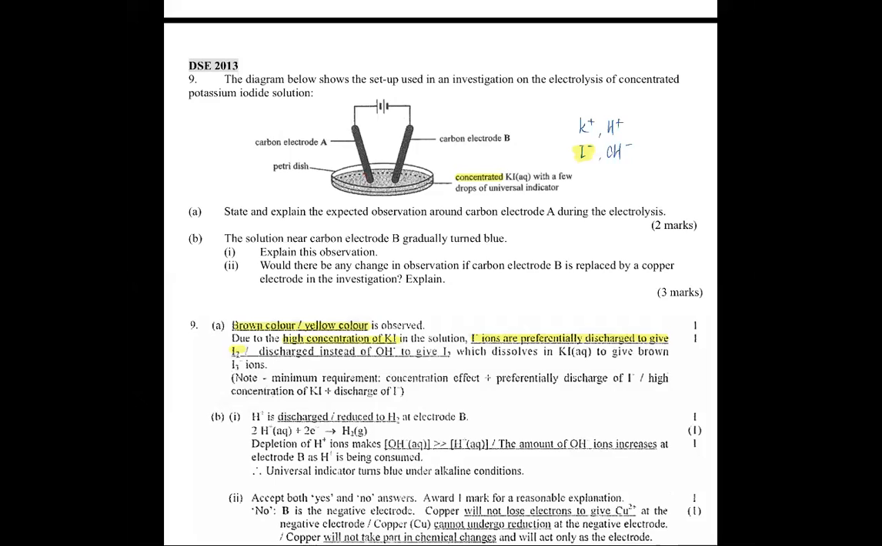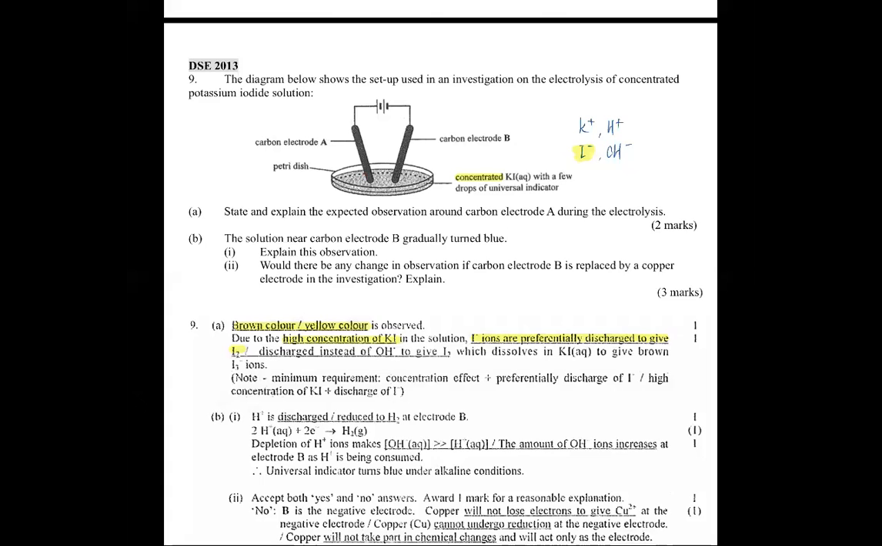And then for part B, universal indicator. You need to have a rough idea how universal indicator is going to change color. It would change from red, which is strongly acidic, to green, pretty neutral, and then to blue, that's alkaline. And if it's around pH 14, then it would turn purple. So here it turned blue. So that states that it should be an alkaline solution near electrode B.